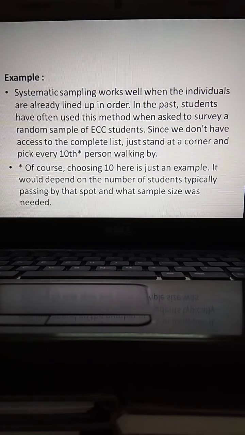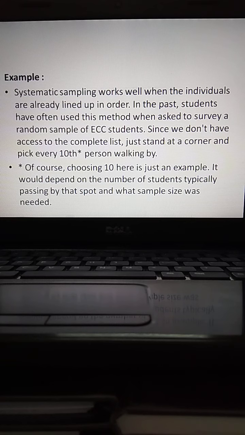So systematic sampling works well when the individuals are already lined up in order. That means to apply systematic sampling, all the units should be labeled. Label means you should assign signs, preferably with numbers. In the past, students have often used this method when asked to survey a random sample of ECC students. Since we don't have access to the complete list, just stand at a corner and pick every 10th person walking by. So what is that gap we are maintaining here? Every 10th person.